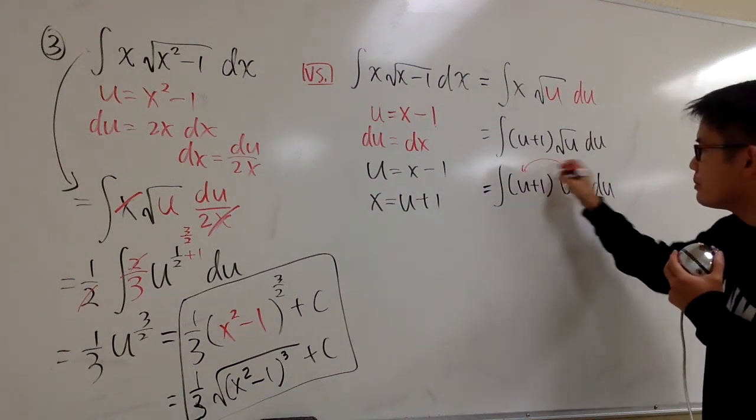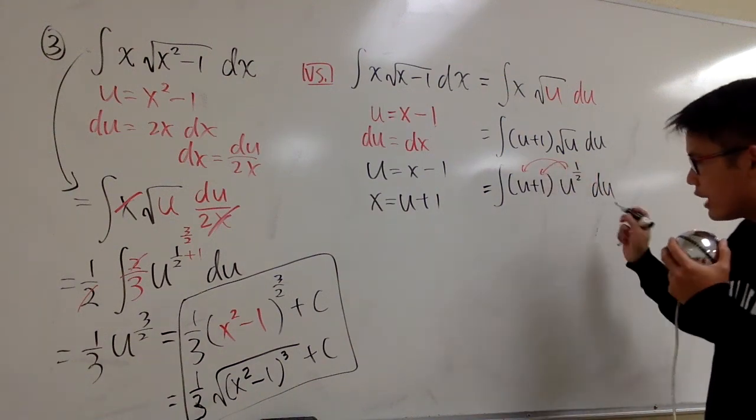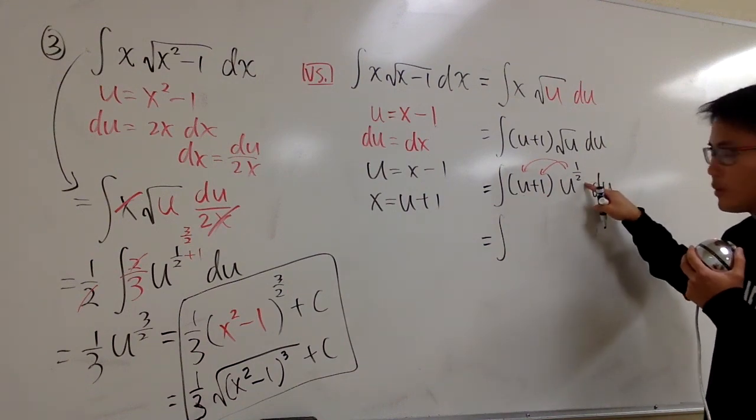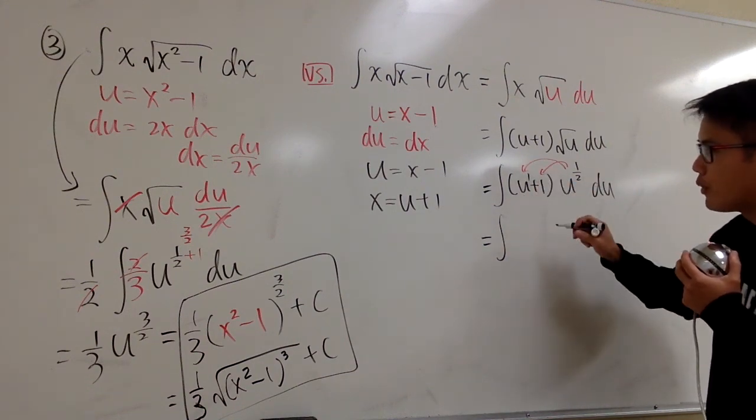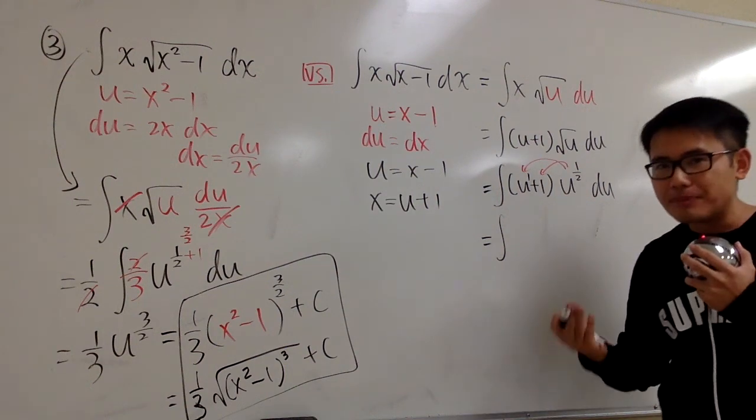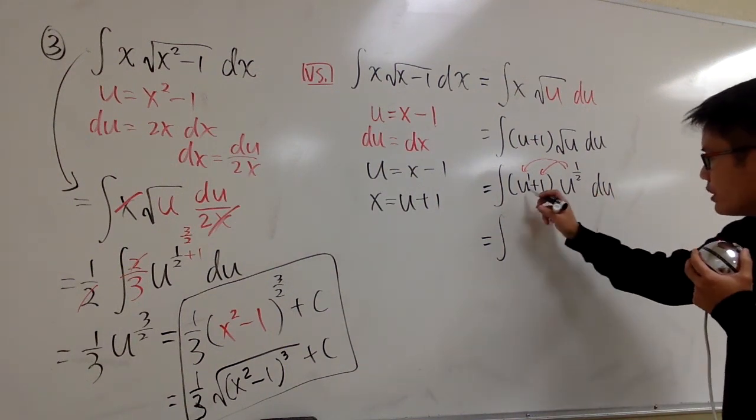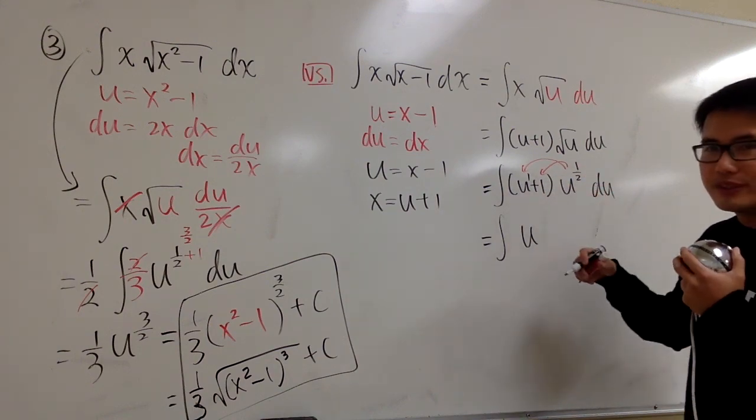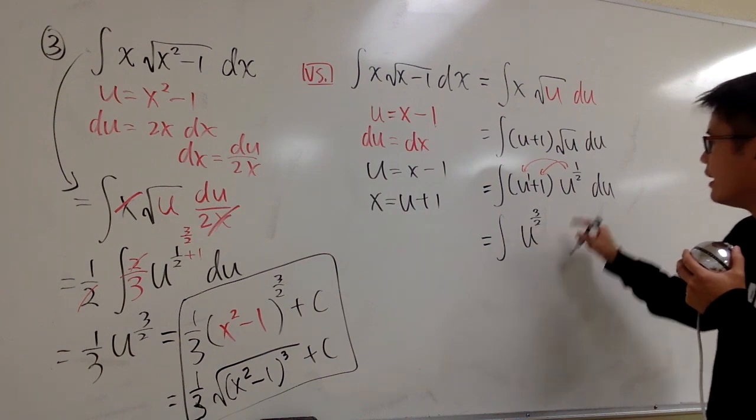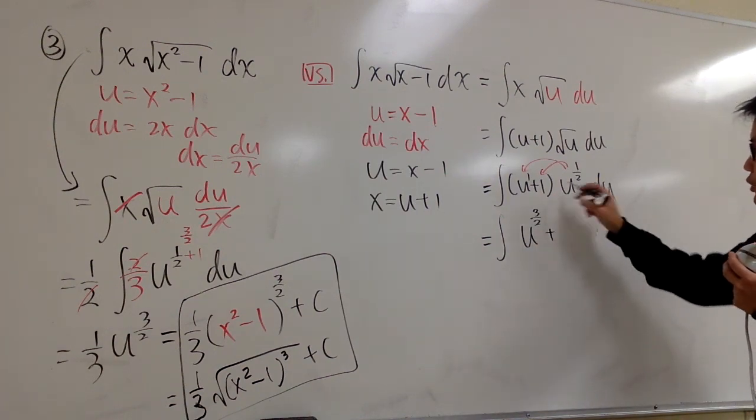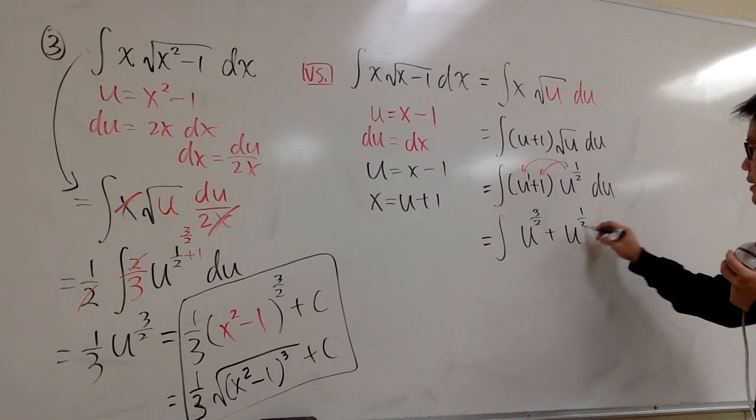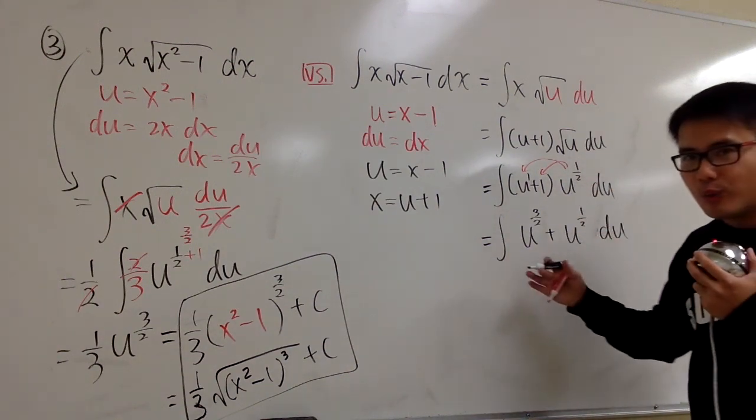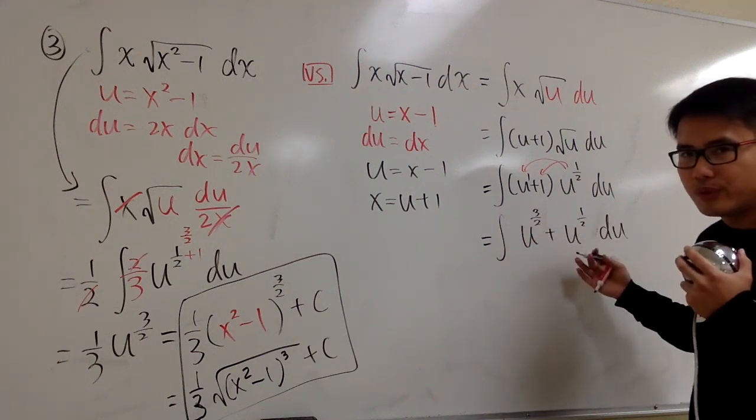And take this, multiply, right? Just algebra for now. Integral u times u to the 1/2 power. This is like u to the first power, and when you multiply, we add the powers, right? So when you multiply, we get u to the 1 plus 1/2, which is 3/2. And then this times that is plus u to the 1/2 power du. So far, just algebra.